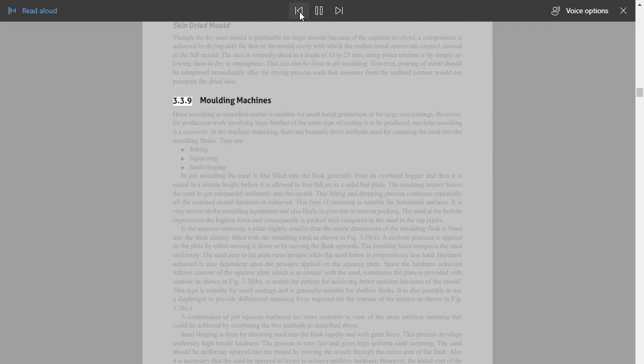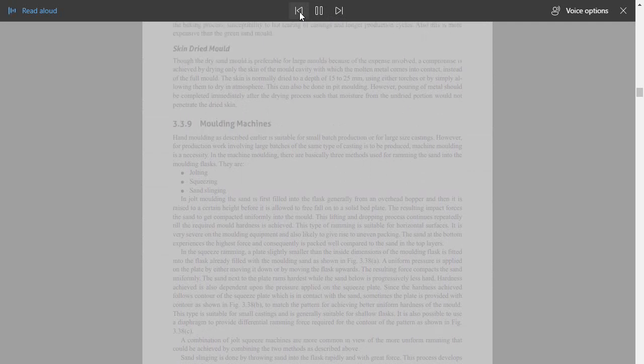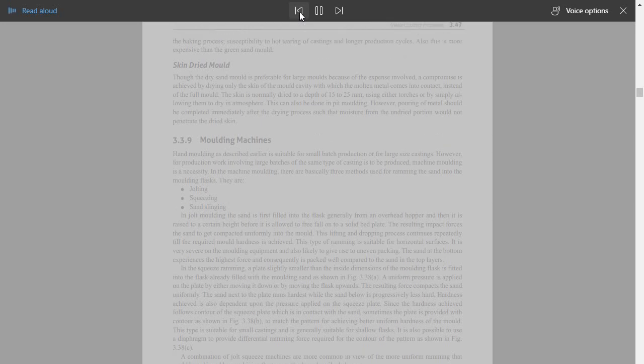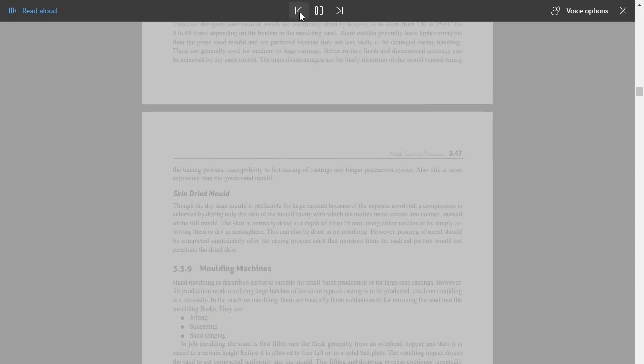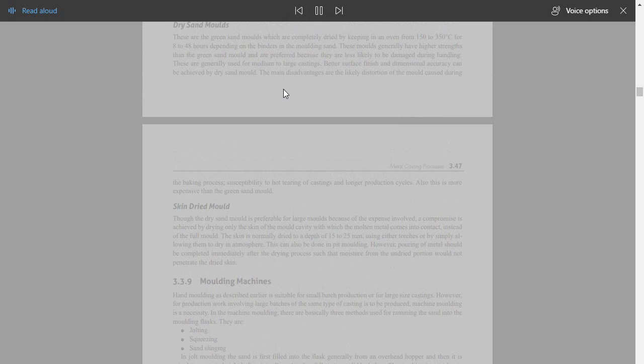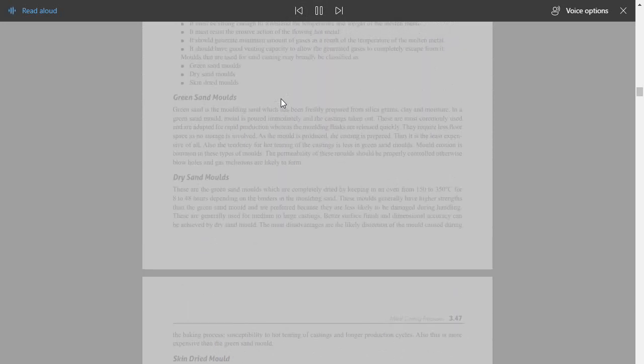3.3.3 Dry sand, skin-dried mold, and the baking process. These are the green sand molds, dry sand molds.